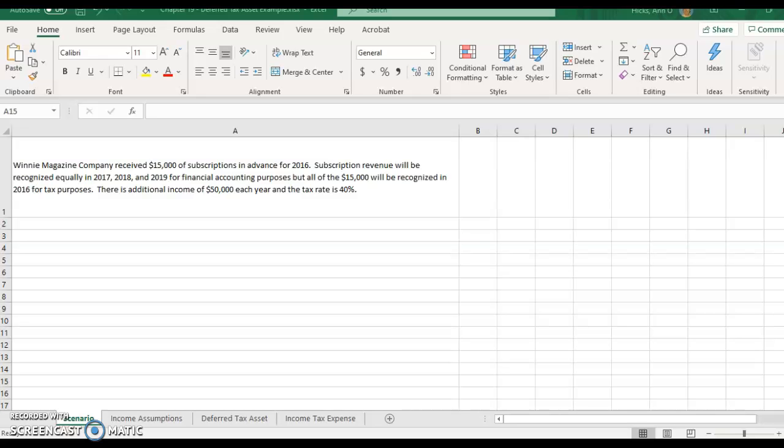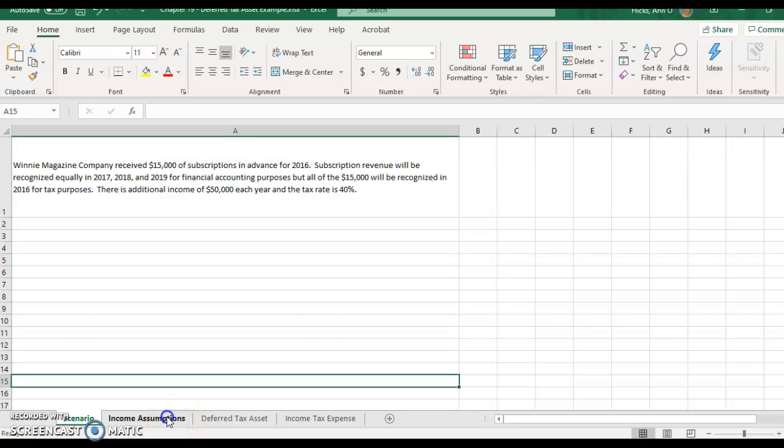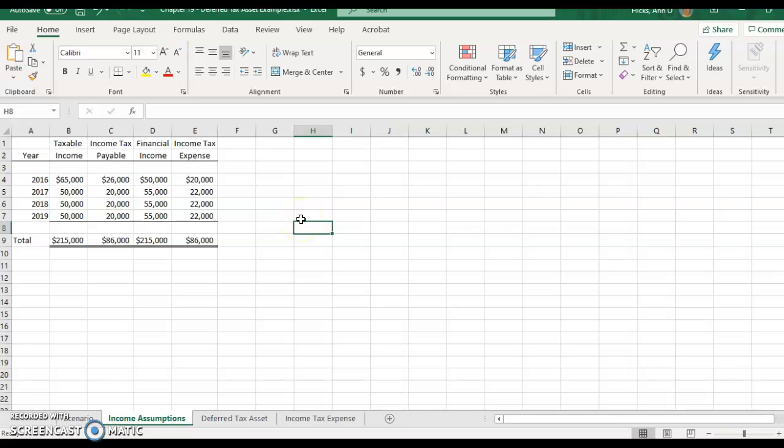So we've got income we're recognizing in 2016 for taxes, but we will spread over 3 years for financial statement reporting. Just to have some other income in there, we're going to assume additional income outside of that of $50,000 each year, and we're going to assume a tax rate is 40%, similar to our previous example. So here are the income assumptions by year.